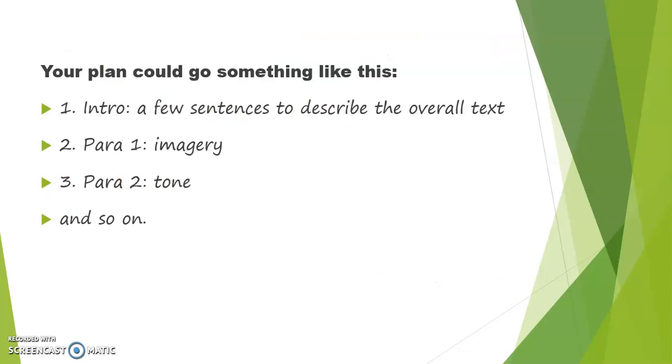Now, you can plan your piece of writing like this: you have the intro, a few sentences to describe the overall text, paragraph 1 which consists of imagery, paragraph 2 which is all about the tone or the style of writing, and so on. Remember, you can have 2 to 3 paragraphs and the word limit for this section is 250 to 350.